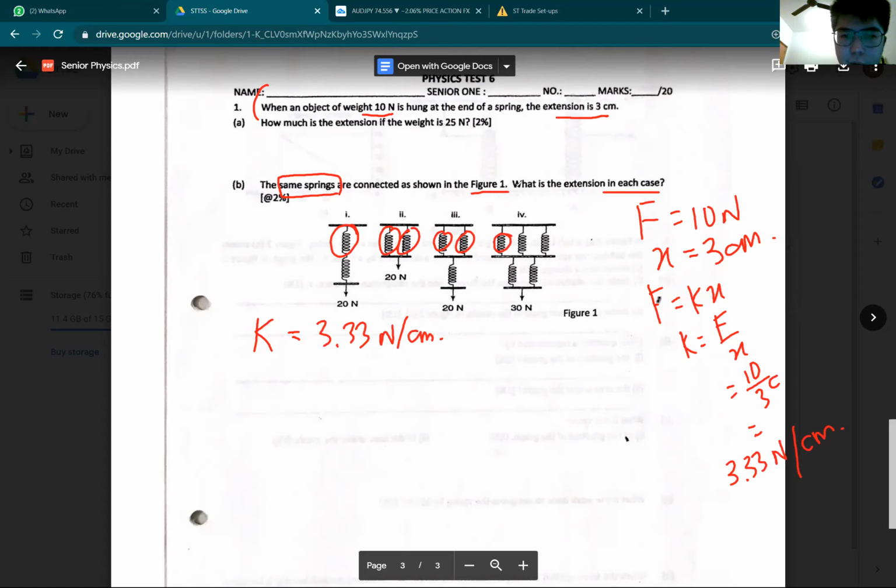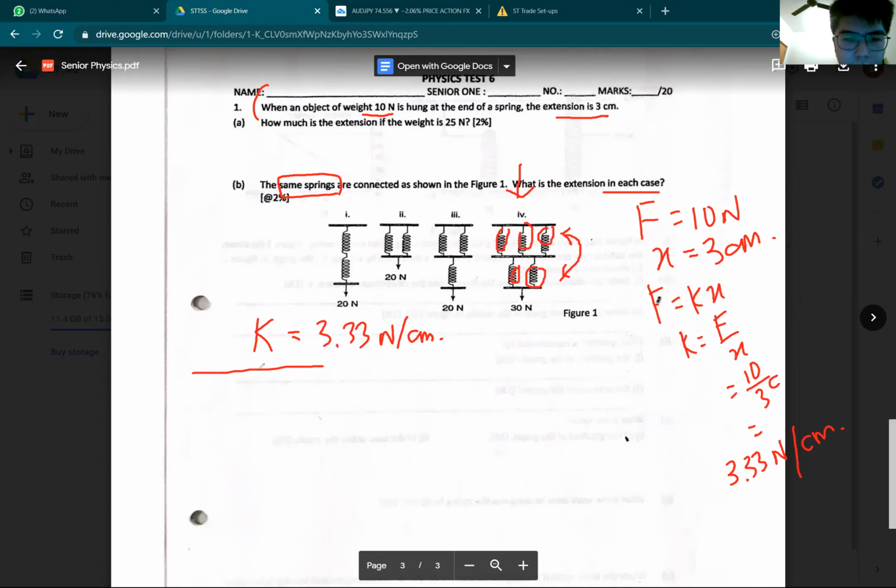So let's say we want to do number 4. Okay, we do number 4. Number 4, the complicated one. Okay, number 4. So you have 3 springs parallel, 然后 2个 spring parallel 在下面，然后上面跟下面是 in series. Okay, so first, what is the first thing we want to do?